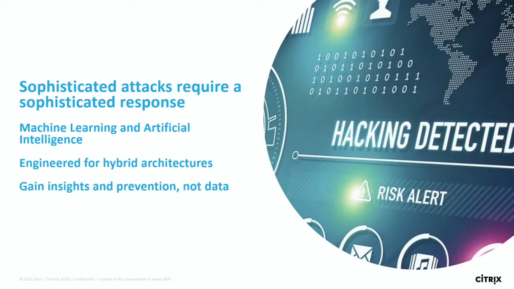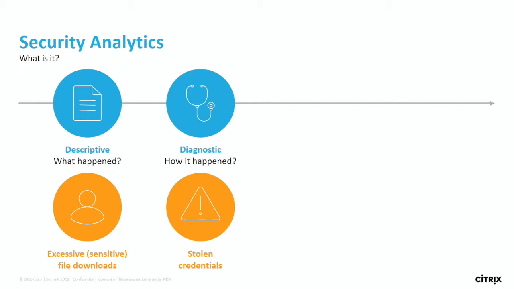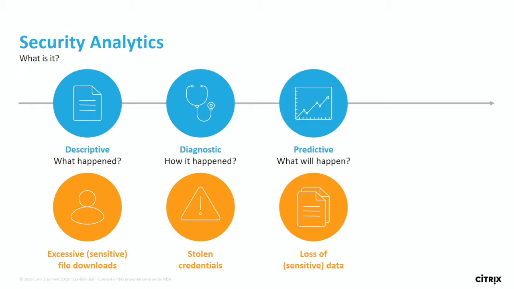Now, when we talk about those attacks, as I said earlier, they can become very sophisticated with different attack vectors, right? Based on the machine learning and the artificial intelligence that we have in Citrix Cloud, that's where we can act upon those. So we can say, okay, what happened? We know that a user logged in at a time that maybe they're not supposed to be, or not normally downloaded. In this case, they made excessive sensitive file downloads. How did it happen? Stolen credentials. What will happen? We're going to have loss of that sensitive information because the user is trying to pull it outside of your environment.